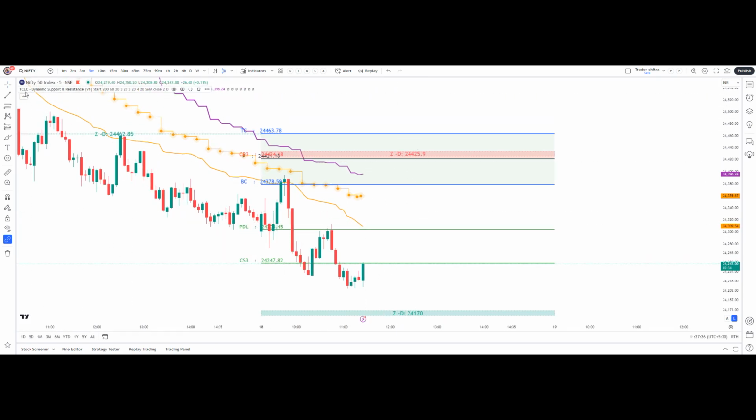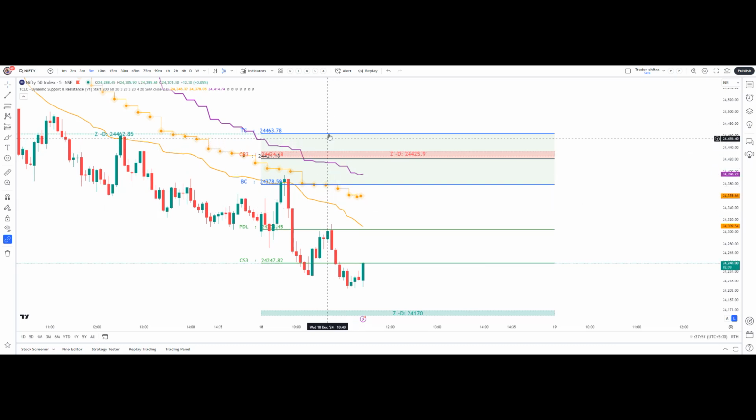So this is the indicator, that is TCLC dynamic support and resistance. As we are doing intraday, the time frame we have to select is 5 minutes. Either you can go to 5 minutes or even the 3 minutes time frame, but not the 1 and 2 minutes time frame charts. I usually prefer the 5 minutes time frame, which will give you more accuracy. This indicator is purely based on CPR.